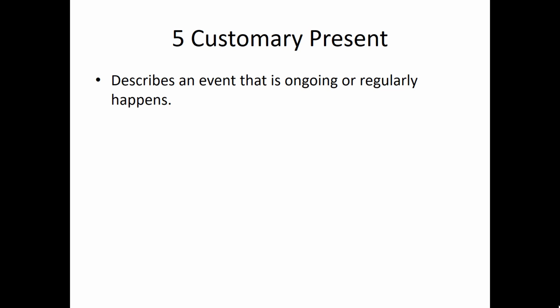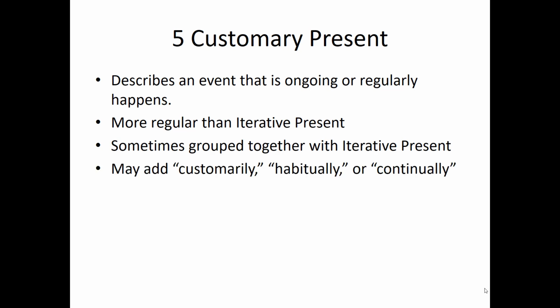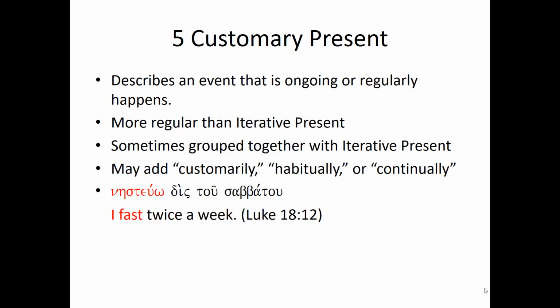Another one is very similar to the iterative, but it's a little bit more regular. So it's called the customary present. This describes an event that is ongoing or regularly occurs. It's more regular than the one we just looked at, the iterative present. Now sometimes some syntax volumes will group this together with the iterative present. If you want to test it out, see if you could add the word customarily, or habitually, or continually.